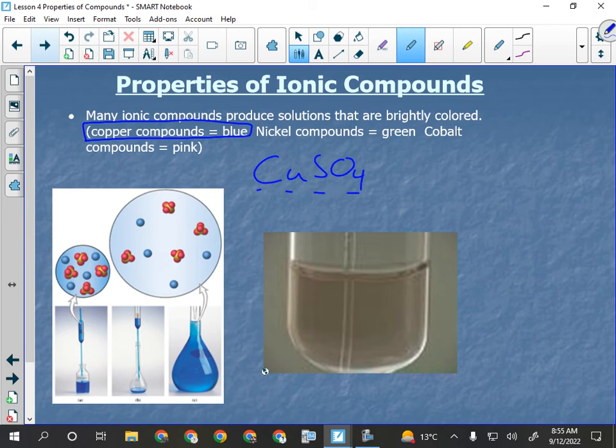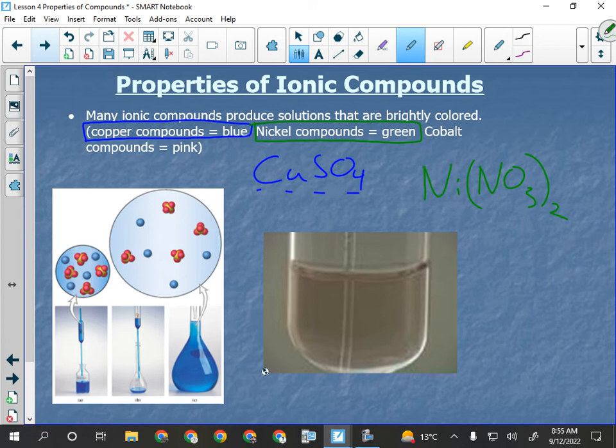Nickel-containing compounds are green. So if I had, see, because I'm writing in green, nickel two nitrate. Nickel's a metal, so that's an ionic compound. It's going to be a green crystalline solid. So on and so on, that's what we're looking for.